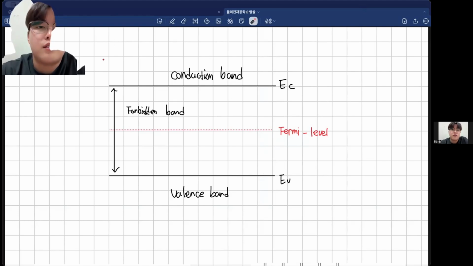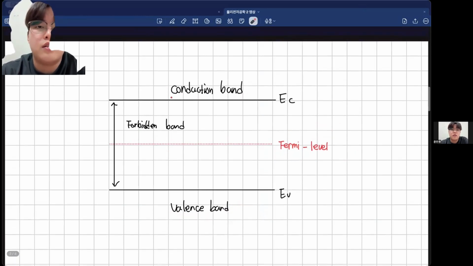As you can see in this slide, there is a conduction band, a valence band, a forbidden band, and the Fermi level. The valence band is filled with lots of electrons at 0 Kelvin, and the conduction band is filled with lots of holes, also at 0 Kelvin. The forbidden band has no states, so this gap is empty space.